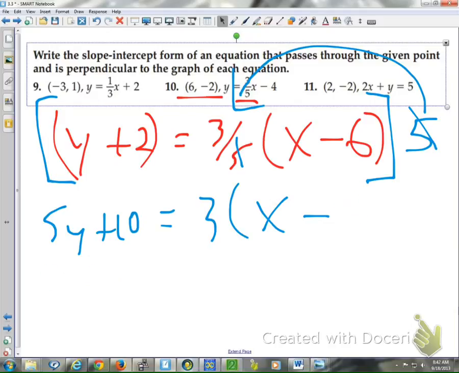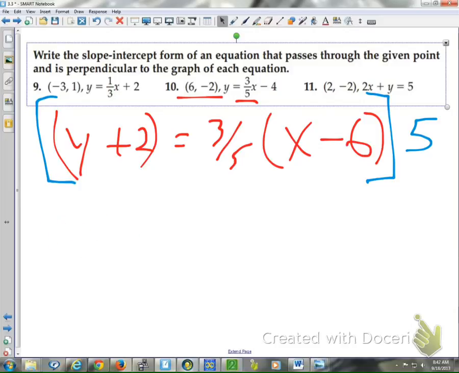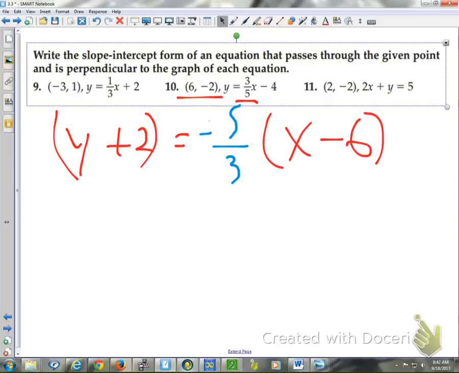Because I'm determined to make it sink in that the red line will not change one little bit. The only thing that's going to change is the slope, which instead of 3/5 is going to become -5/3. And now we work it the exact same way. You still don't use the -4.